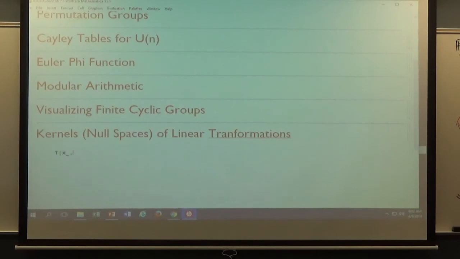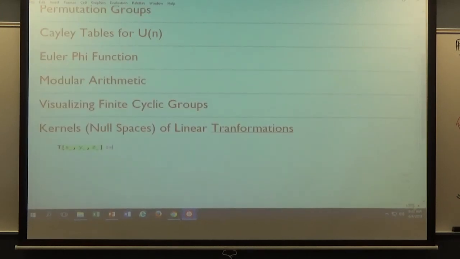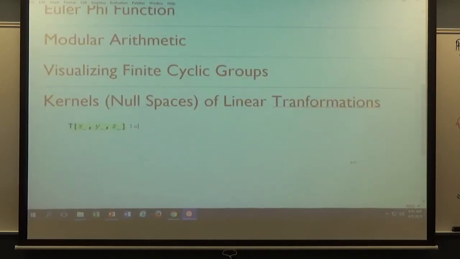T of x, y, z equals 4x minus 3y plus 5z. What's the way to visualize a function of 3 variables? You can make a contour map of it with ContourPlot3D. You can't make an ordinary graph because you'd have to be able to visualize in 4 dimensions if you did so.